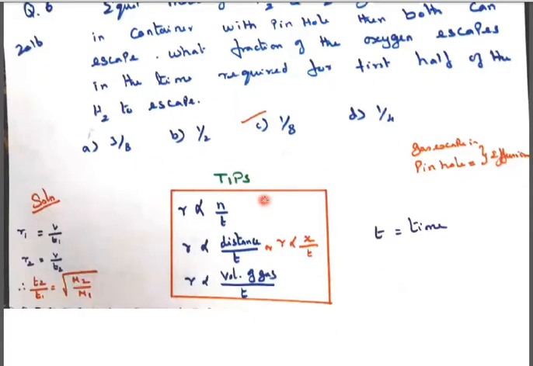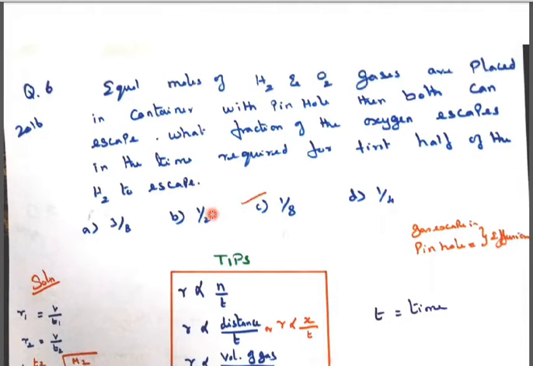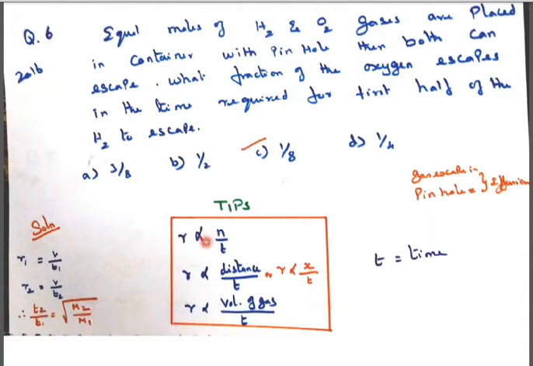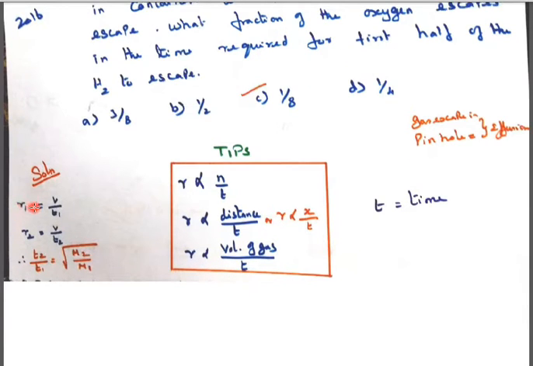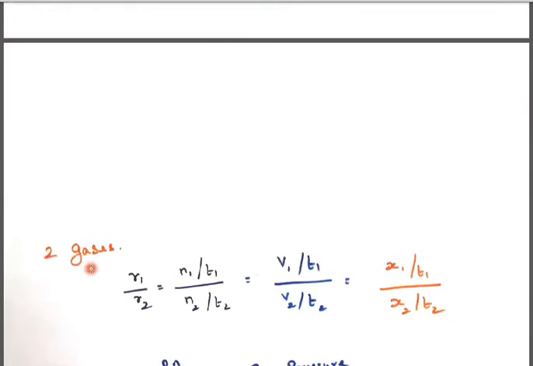2016 NEET question. Learn this by heart. Here rate, speed, is directly proportional to distance and inversely proportional to time. It is nothing but R is directly proportional to x/t, and R is directly proportional to volume of gas by time t. So here R1 is equal to V/T1, R2 is equal to V/T2, and T2 by T1 is inversely proportional to the square root of M2 by M1, where M is molar mass, molecular mass.